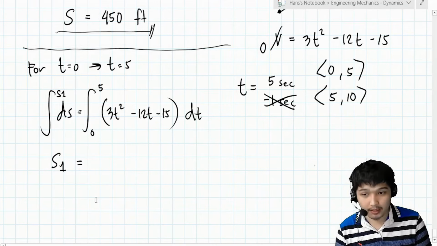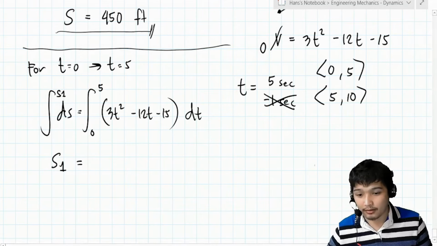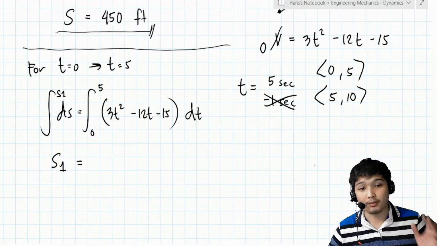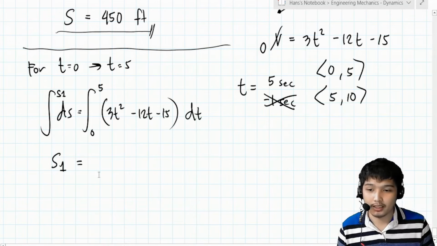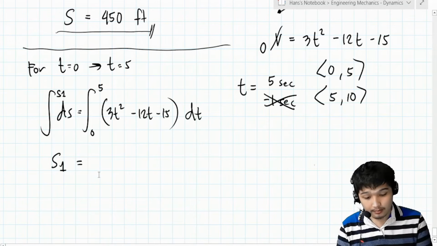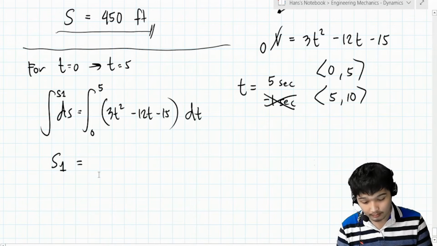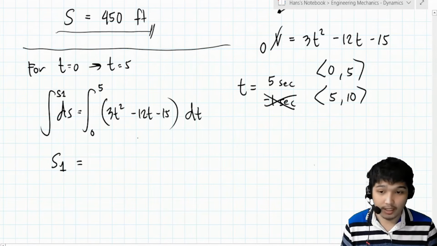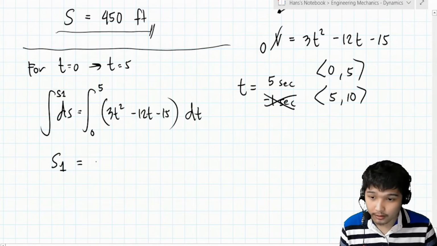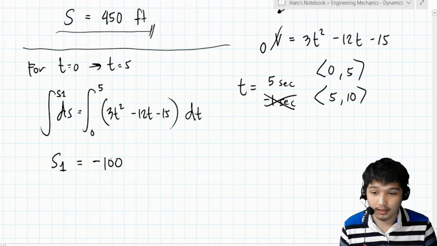So we are expecting a negative value, no? Kasi nga at that time interval, umaatras pa siya. 'Di ba? Umaatras siya from 0 to 5. So we are expecting a negative value here. So dapat yan mas mabilis kasi walang absolute value. So that is negative 100. Okay?